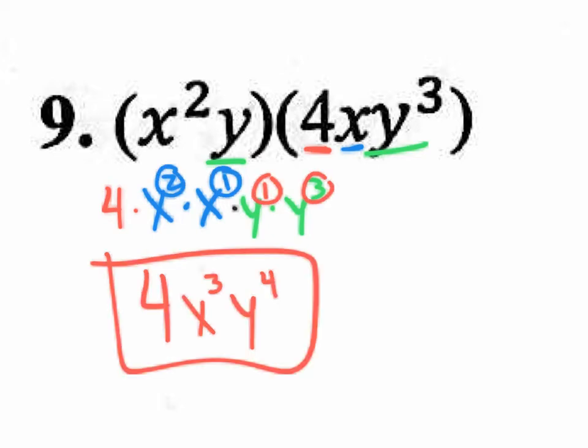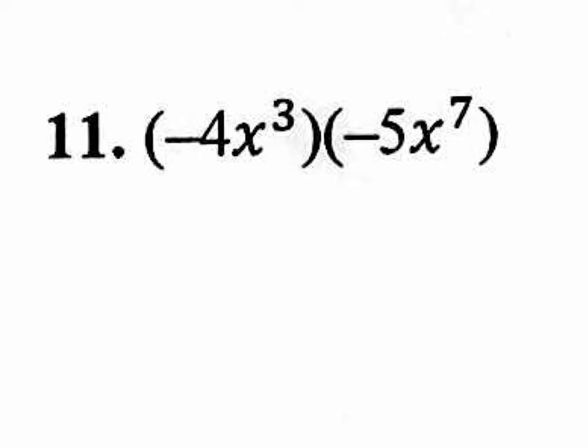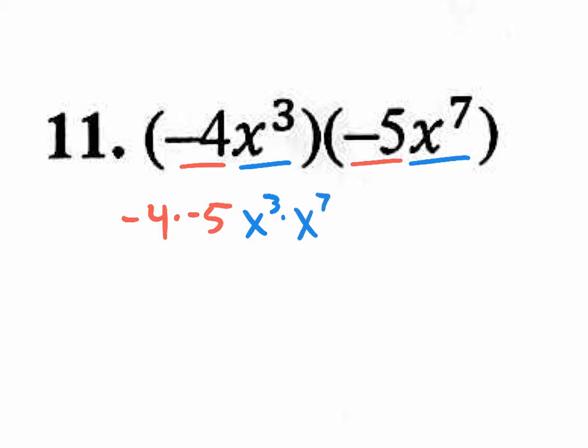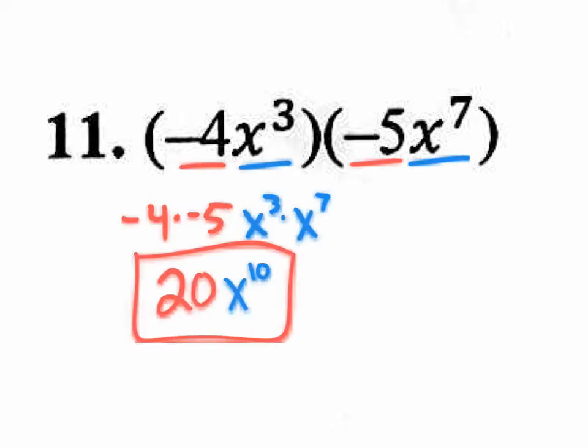Let's move on, number 11. Again, no exponent on the outside, so we could rewrite everything. And I want to put it in order, might as well. I want to put this negative 4 and this negative 5 right next to each other, being multiplied with each other. And then I'm going to put the x to the 3rd right here, times this x to the 7th over here. And when we do the negative 4 times negative 5, we really get a positive 20. When we do x to the 3rd times x to the 7th, we know rule 1 says we could add the exponents and get x to the 10th. So final answer is 20 x to the 10th. Let's move on to number 13.